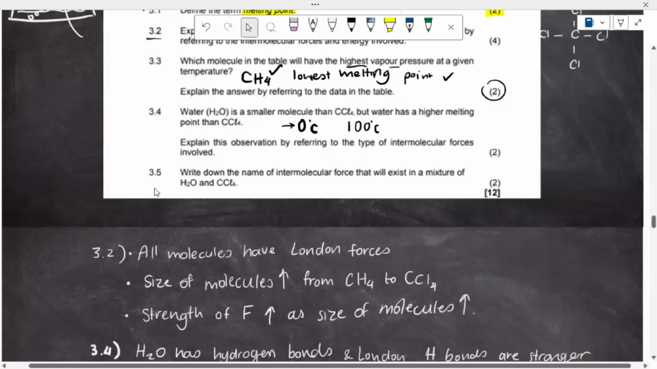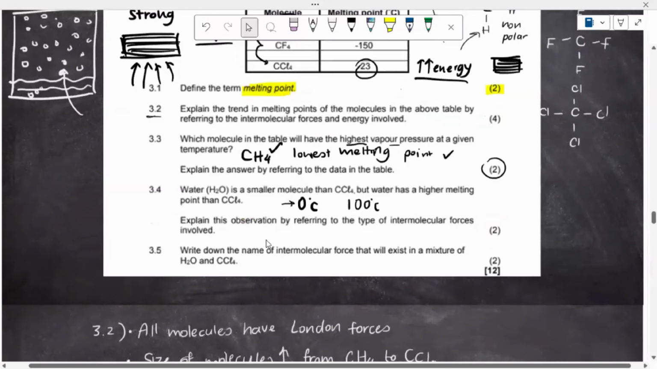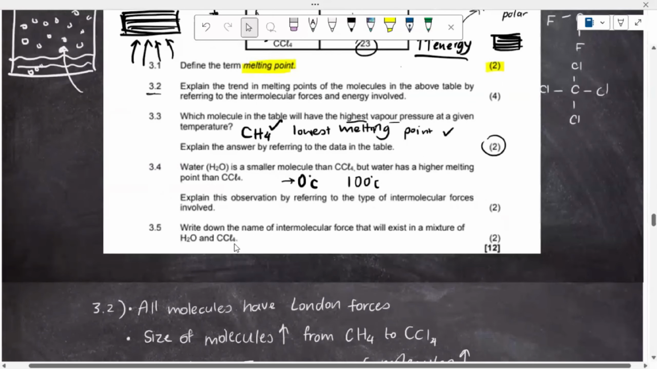And then the last question for this section is to write down the name of the intermolecular force that will exist in a mixture of water and CCl4, right? So now you kind of need to think of the individual polarity and think about what type of intermolecular forces will be exerted between these two molecules. You need to think back the way we tracked back here, where we had to figure out if it's non-polar or polar. You're going to have to do the same here, right? And then from there, figure out what type of intermolecular force there is.